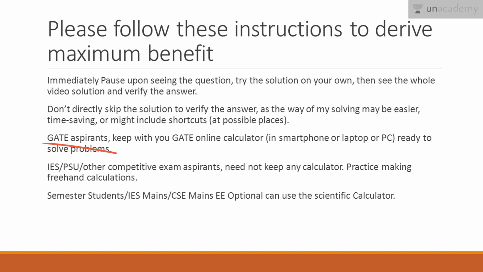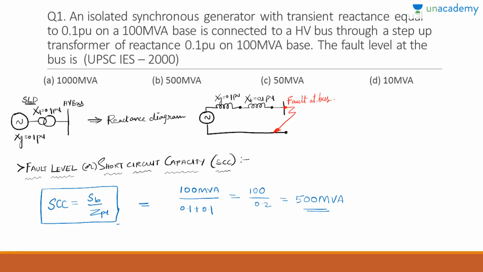Also GATE aspirants, please keep your GATE online calculator, either on your smartphone or laptop, ready with you to solve the problems. PSU and IES aspirants need not keep any calculator, just practice freehand calculations. Semester students and IES and CSE mains aspirants can use their scientific calculator, because you are allowed to use your calculator. Now let's start from the first question.